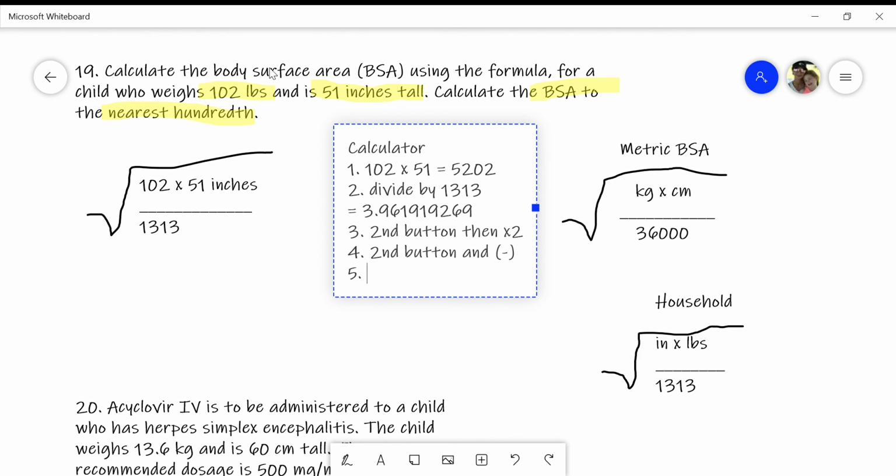Yep. And then that goes to the question where it says calculate.